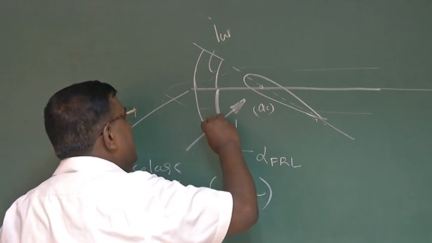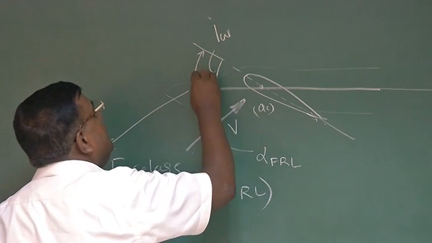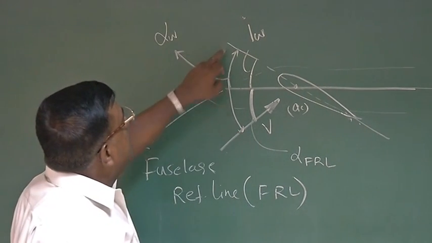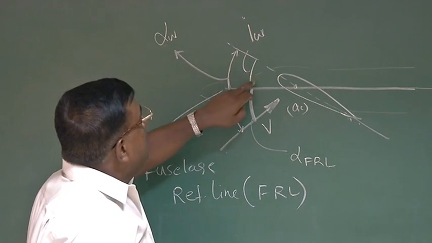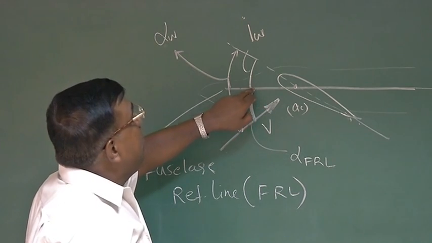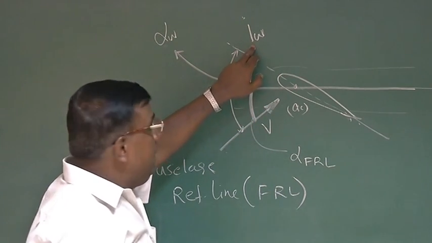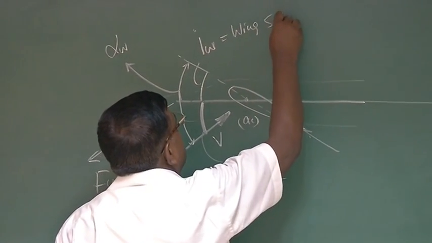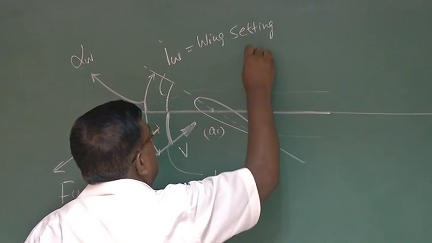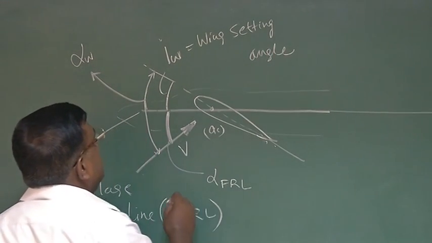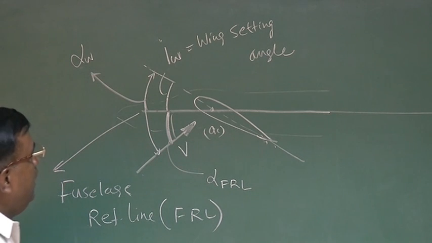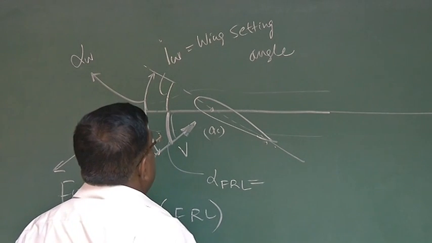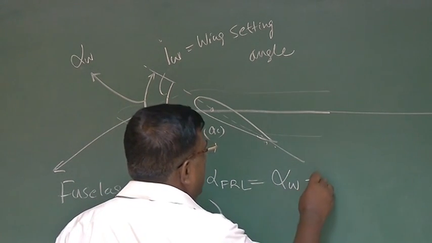So the total angle from the velocity vector to the chord line is the alpha of the wing. Then the angle the chord line makes with the fuselage reference line is IW, the wing setting angle. And this is, of course, alpha FRL, alpha fuselage reference line. And we can see from the geometry, alpha FRL is nothing but alpha W minus IW.